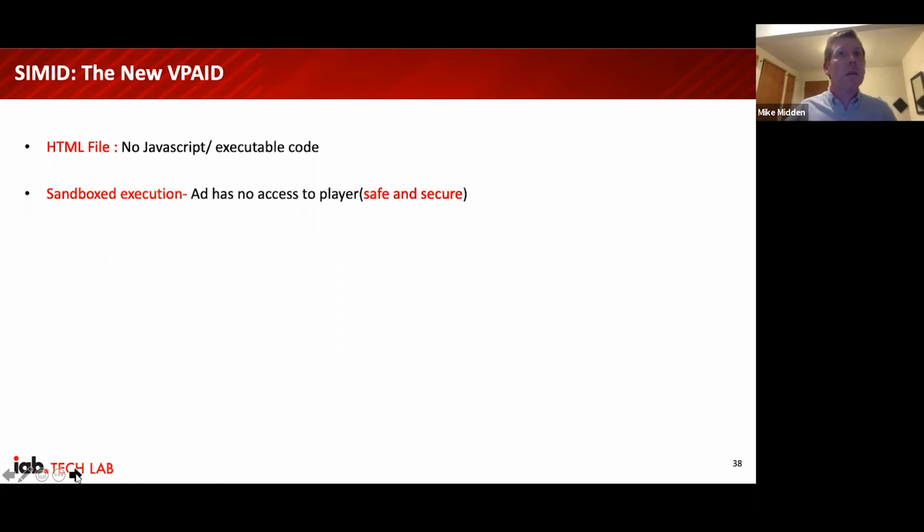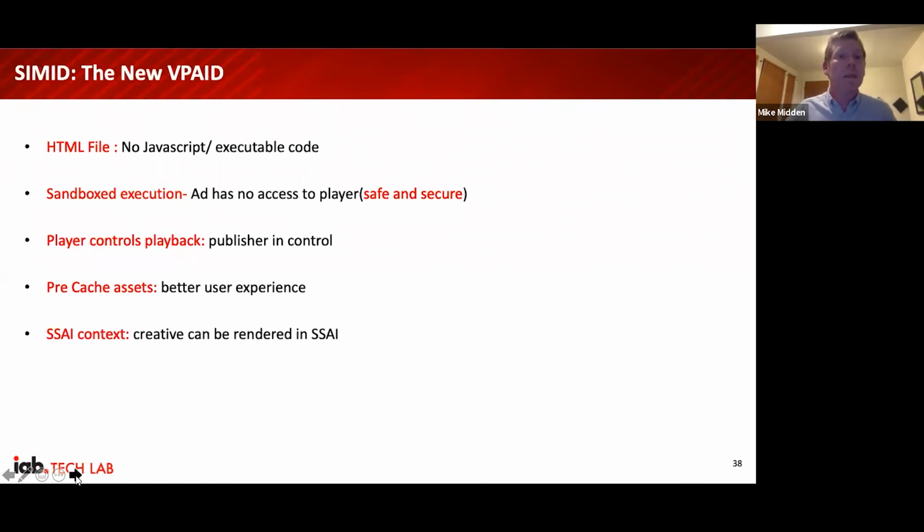And now we'll take a look at SIMID, which is replacing VPAID. SIMID is basically the separation of the interactive layer from the media asset, and it addresses how the media player and the interactive layer communicate using an API. It's sandbox execution and has no access to the player, so it's safe and secure. Publisher maintains control of the playback. Pre-cache assets are a better user experience, reduce latency, and SSAI is capable with SIMID, which was not capable previously with VPAID.